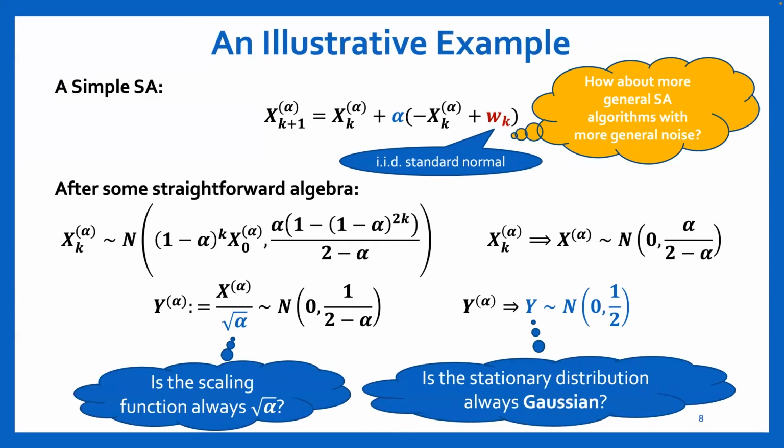Is the scaling function always square root of alpha? Square root of alpha makes some intuitive sense because in central limit theorem type of results, the scaling function is also square root of k. And we also want to see if the stationary distribution is always Gaussian. In the next few slides, we will answer these two questions.